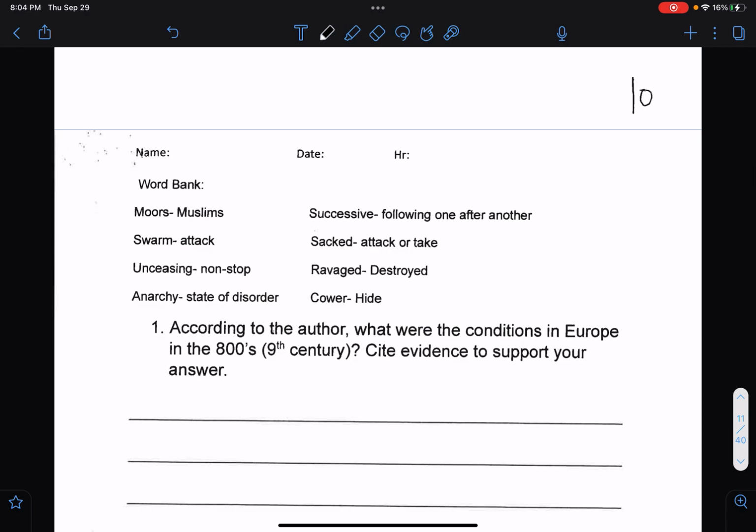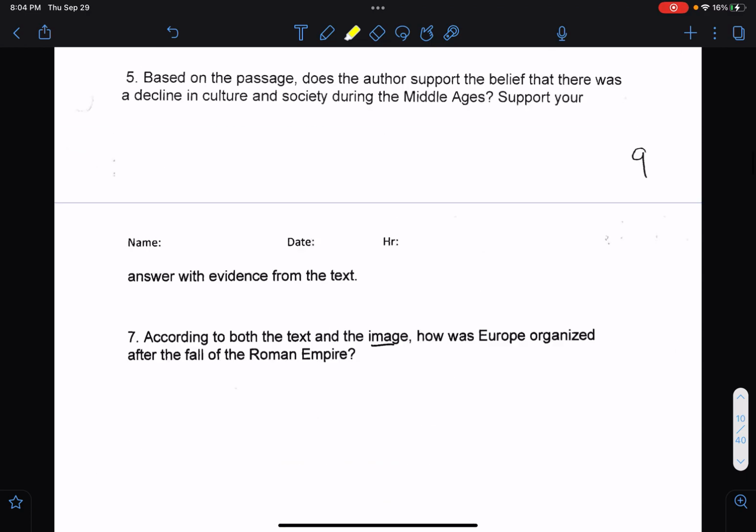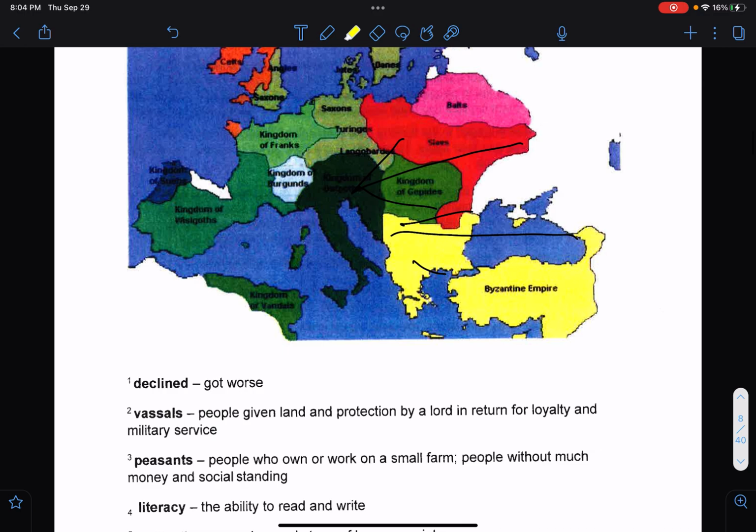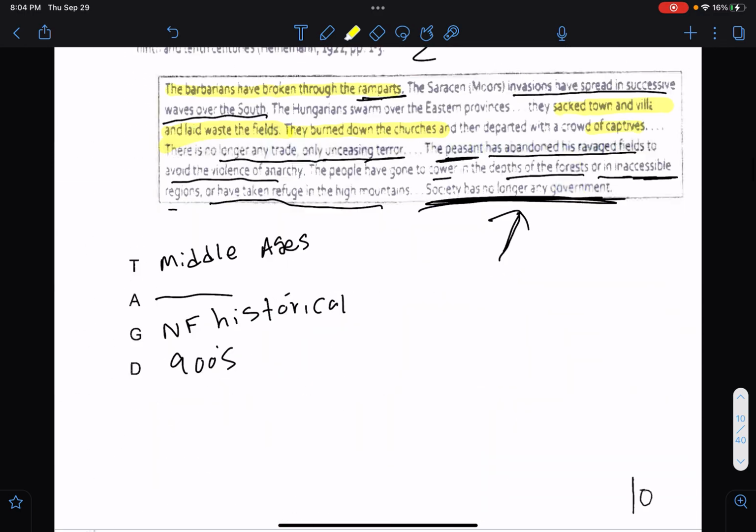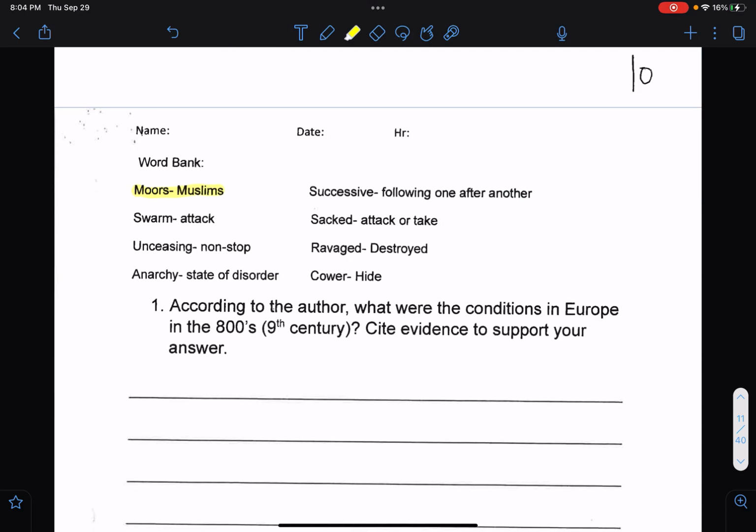So here are some words that I left for you to review, because some of these words are a little harder to understand. Moors means Muslim. It's a group of people, a religion, that comes from this area here. Swarm means attack. Unceasing means non-stop. Anarchy means state of disorder. Successive means following one after another. Sacked means attack or take. Ravaged means destroyed, and cower means hide.